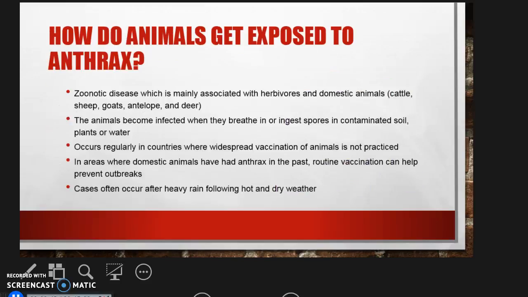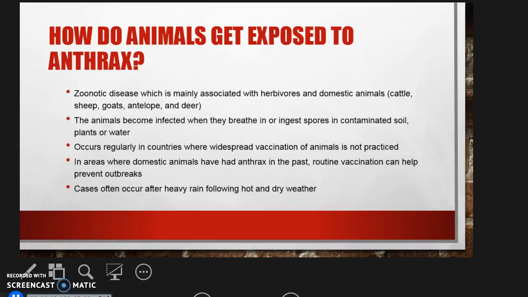Animals get exposed to anthrax because it's mainly associated with herbivores and domestic animals like cattle, sheep, goat, antelopes, and deer. The animals become infected when they breathe in or ingest spores in contaminated soil, plants, or water. It happens in the aforementioned areas because widespread vaccination of animals is not practiced.